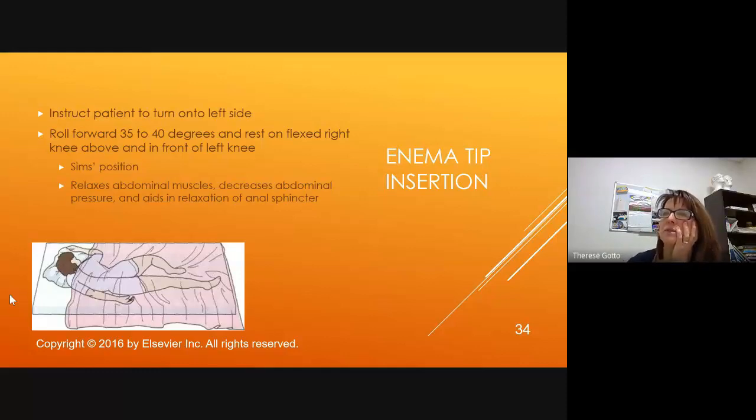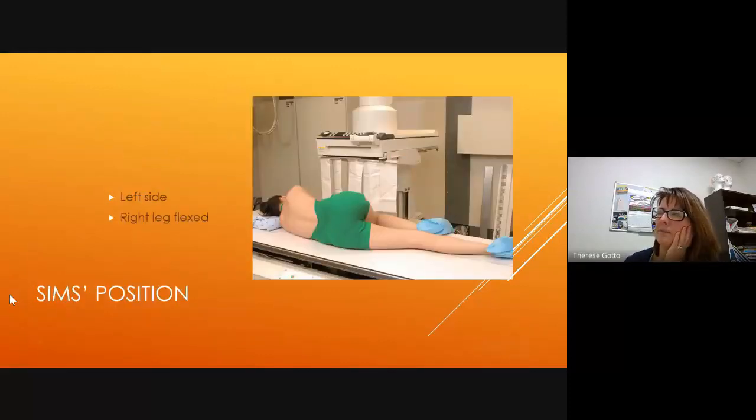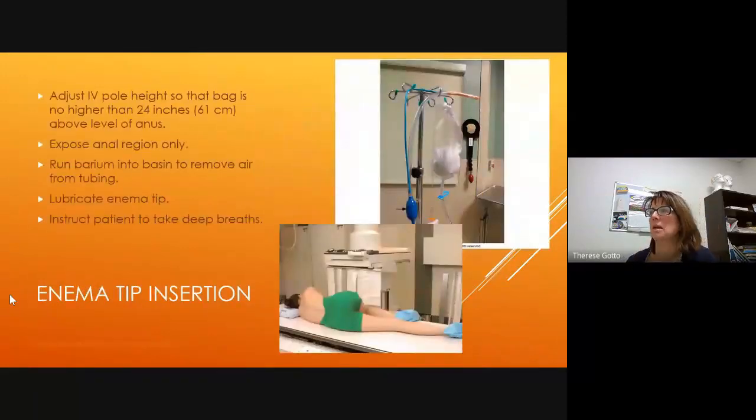What this position does is relax the abdominal muscles, decrease abdominal pressure, and aid in the relaxation of the anal sphincter, as long as you're breathing the patient with deep, relaxed breathing. That will relax the sphincter enough to enable insertion of the tip. This is the Sims position. Your IV pole height can be no higher than 24 inches above the level of the anus, and we use the level of the tabletop. Remember that? So no higher than 24 inches above the tabletop.